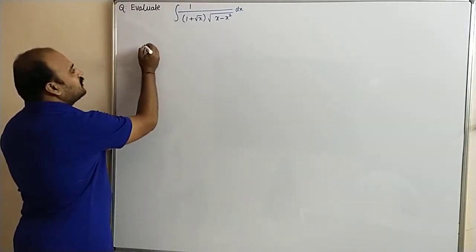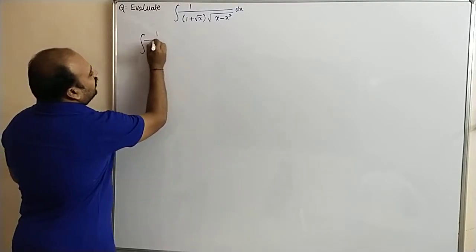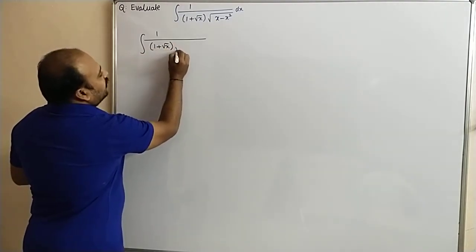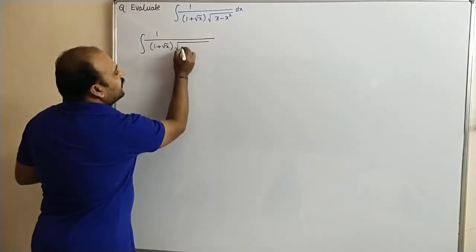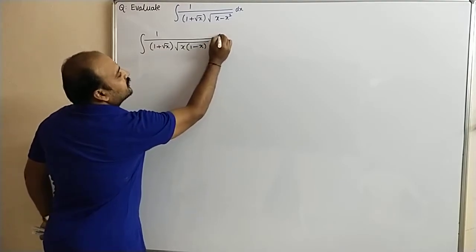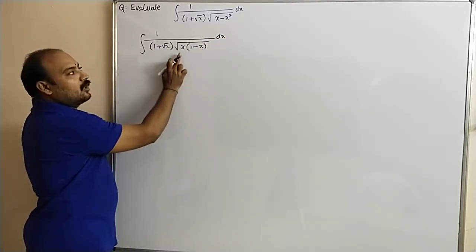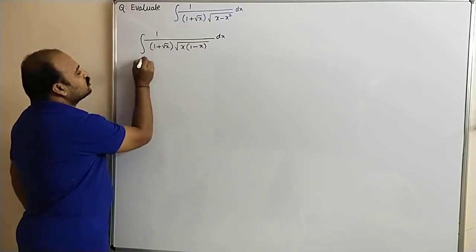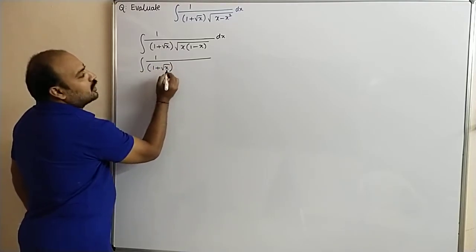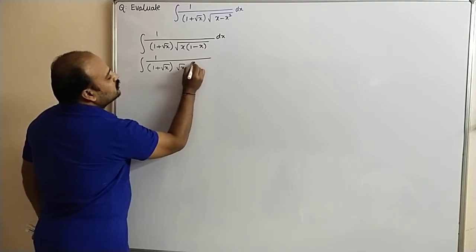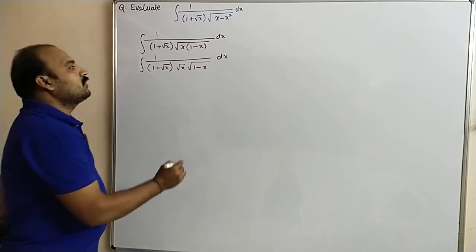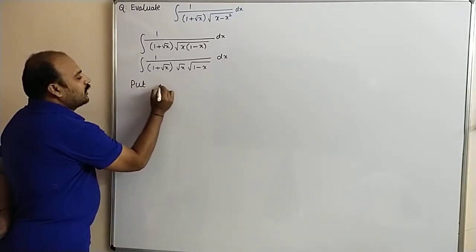See here how we are going to make that. Integral 1 by 1 plus root x, square root of, here also x take common under root, x into 1 minus x into dx. This is a, this is b, root ab, root a into root b. So integral 1 by 1 plus root x into root x into square root of 1 minus x into dx. After that, put root x is equal to t.